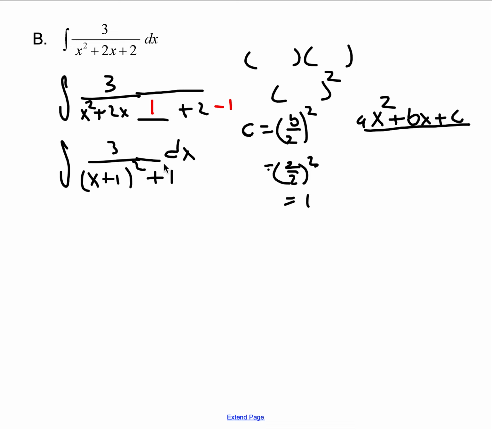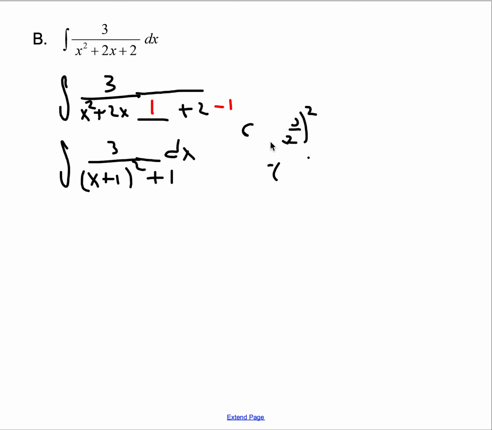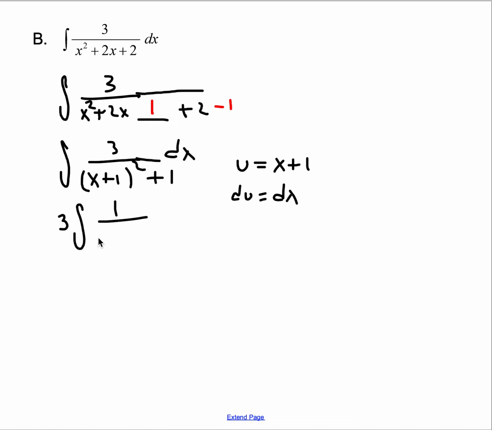And again, now I'm seeing this pattern here. I'm already thinking of the tan inverse. But first I have to do u substitution. U is equal to x plus 1. So du is equal to dx. And when I do this, I could factor out the 3, by the way. I'm going to be left with u squared plus 1 du.